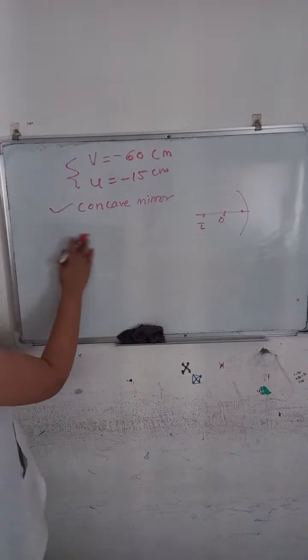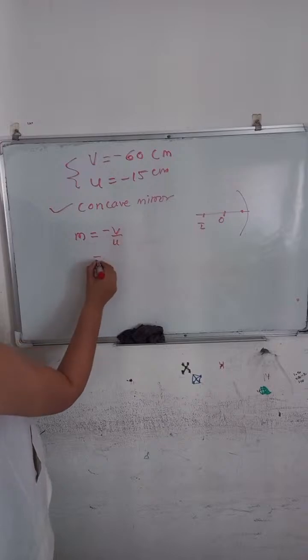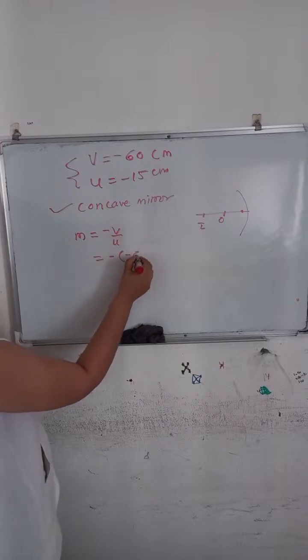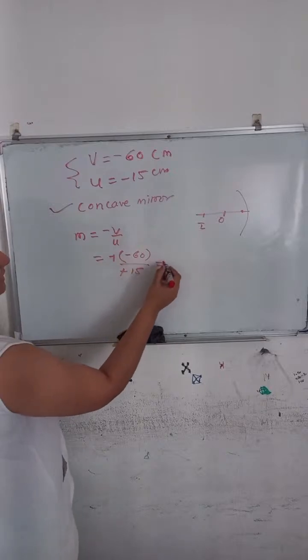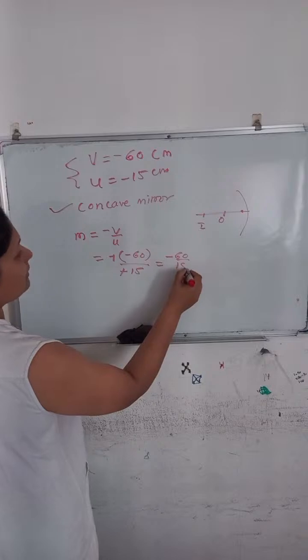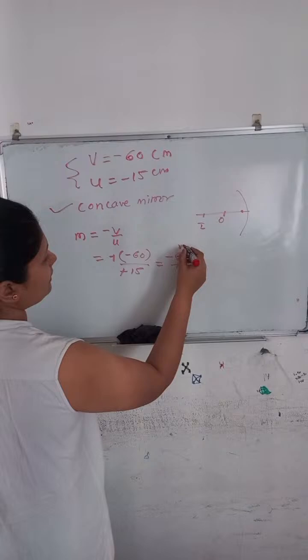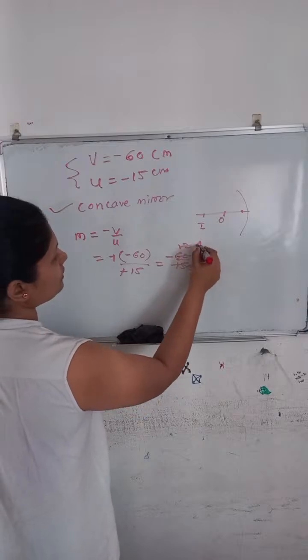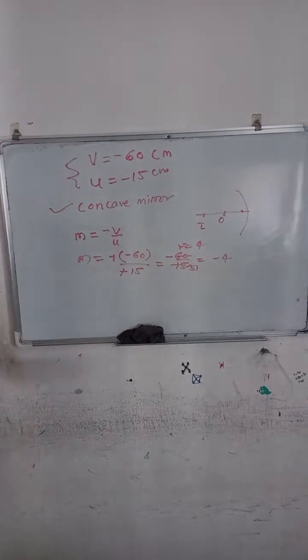As this is a mirror, linear magnification is m = minus v by u. So here v is minus 60 and u is minus 15. So minus minus get cancelled. So minus 60 by 15. Simplify this: minus 4 is the m. Magnification is minus 4, image is enlarged, and real and inverted.